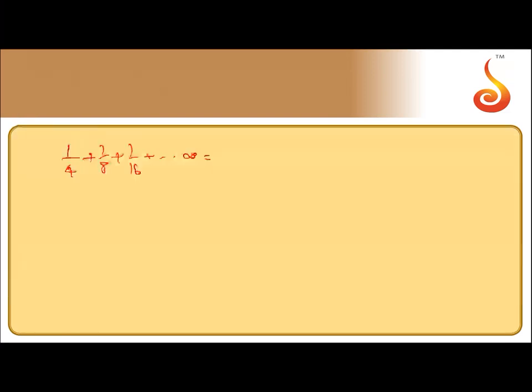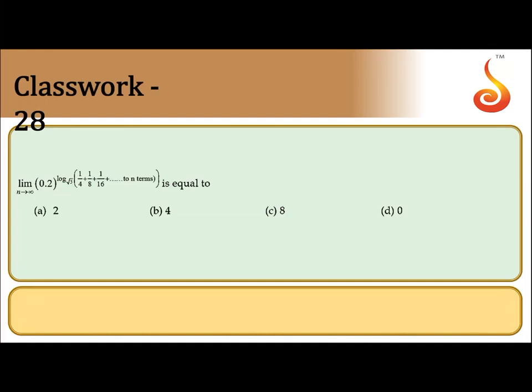As n tends to infinity, this is nothing but an infinite series, and therefore the sum is a by 1 minus r. Each time you are multiplying by 1 by 2. A divided by 1 minus r, where r is equal to 1 by 2, that is nothing but half. So you'll be getting 1 by 4 divided by half, that is equal to 1 by 2.